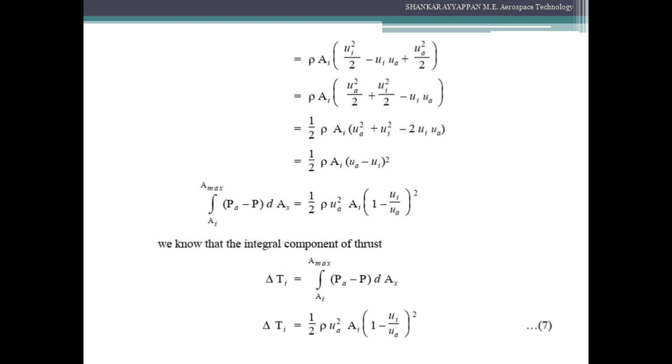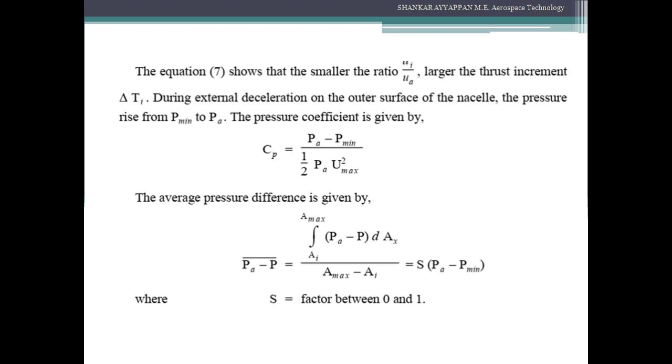Already we know that thrust is the difference in pressure per unit area. The integral component of thrust, del Ti, is equivalent to the integral from AI to A max of PA minus P into dAx. Substituting the above expression, we get del Ti equal to half into rho into UA squared into AI into 1 minus UI by UA, the whole squared. Equation 7 shows that the smaller the deceleration ratio, the larger the thrust increment del Ti, during external deceleration on the outer surface of the nozzle. The nozzle is the engine cover.